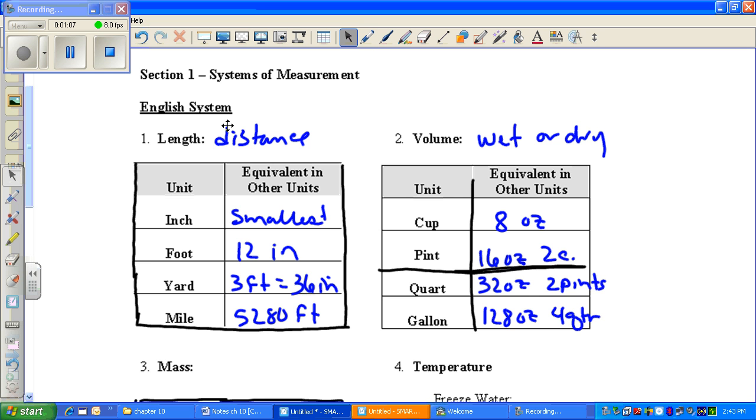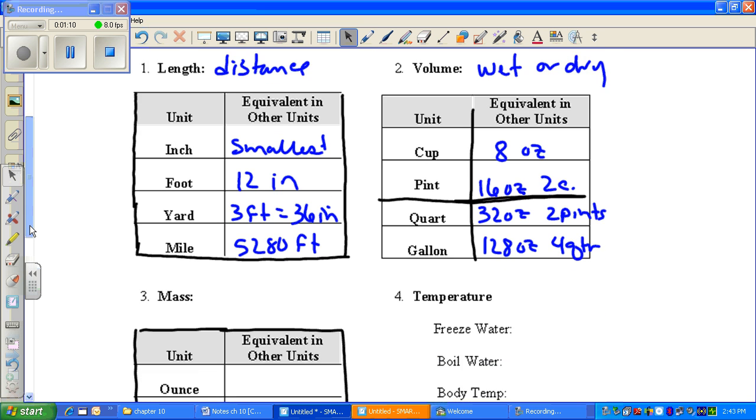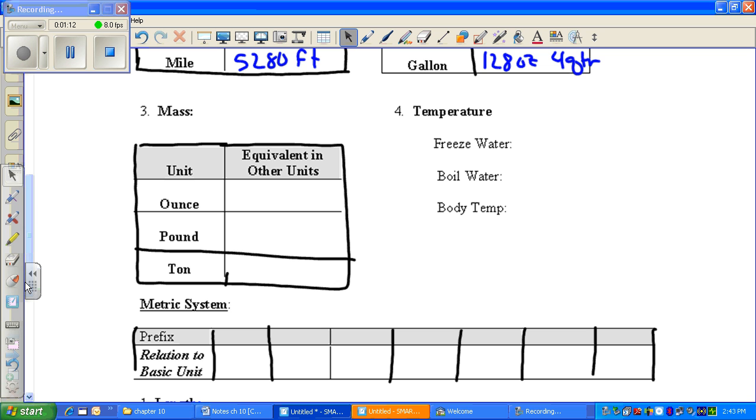Now these measurements will be needed for the homework because you'll be doing some converting, which we refer to as dimensional analysis. When we look at mass, mass is the amount of matter. So no matter where I'm at, the mass is always going to be the same, whether I'm on the moon or the earth. Now what you have to contrast that to is weight.